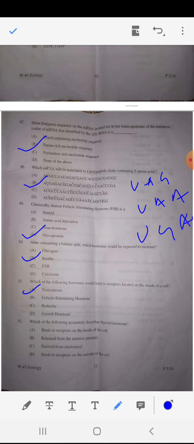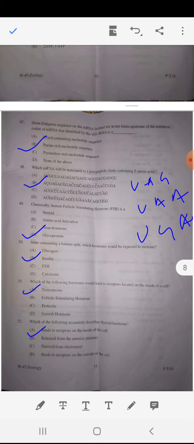Then question number 52. Which of the following accurately describes thyroid hormone? Here the correct answer is option A, that is it binds to a receptor on the inside of the cell. The two hormones, thyroid hormone and steroid hormones, can bind to receptors inside the cell. That means they bind with intracellular receptors. So it is the characteristic of thyroid hormone.